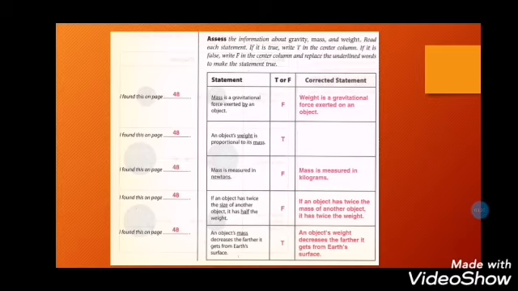If an object has twice the mass of another object, it has half the weight. This is false because if an object has twice the mass of another object, it has twice the weight. It's proportional, as we said. An object's mass decreases the farther it gets from Earth's surface. This is false, but there's a mistake in the typing. So an object's weight decreases the farther it gets from Earth's surface.